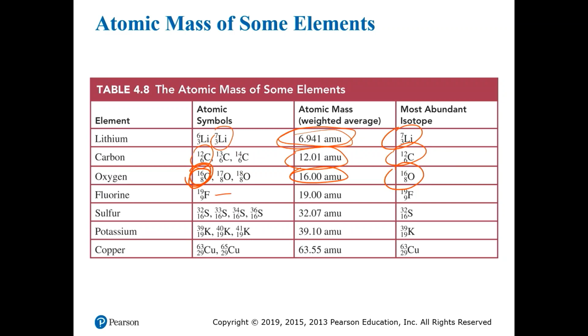For fluorine, there's only one stable isotope of fluorine, and it's fluorine-19, right? It has 9 protons and 10 neutrons for a total of 19 subatomic particles in its nucleus. That's its mass number. Here we see that its mass number is listed as 19.00. In reality, it's probably somewhat less than that, but it rounds up to 19.00, so we'll take that as the mass number. And you can go on and do this for the rest of them.